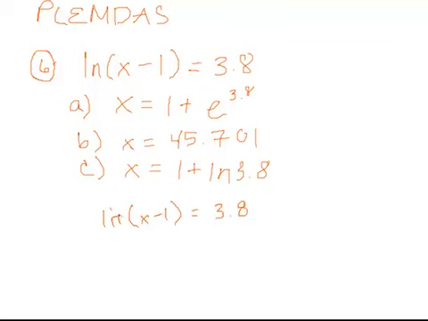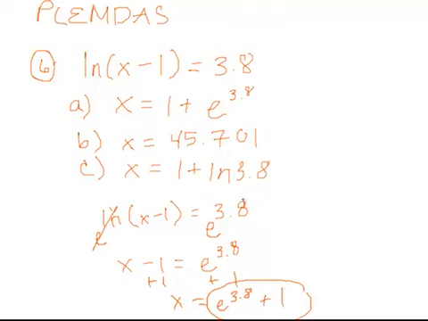In order to undo this logarithm of base e, I'm going to make these both exponential expressions base e. That natural log and that exponential base e cancel each other out. I get x minus 1 is equal to e^3.8. So now I would add 1 to both sides. This is something that you could do in your calculator at this point.